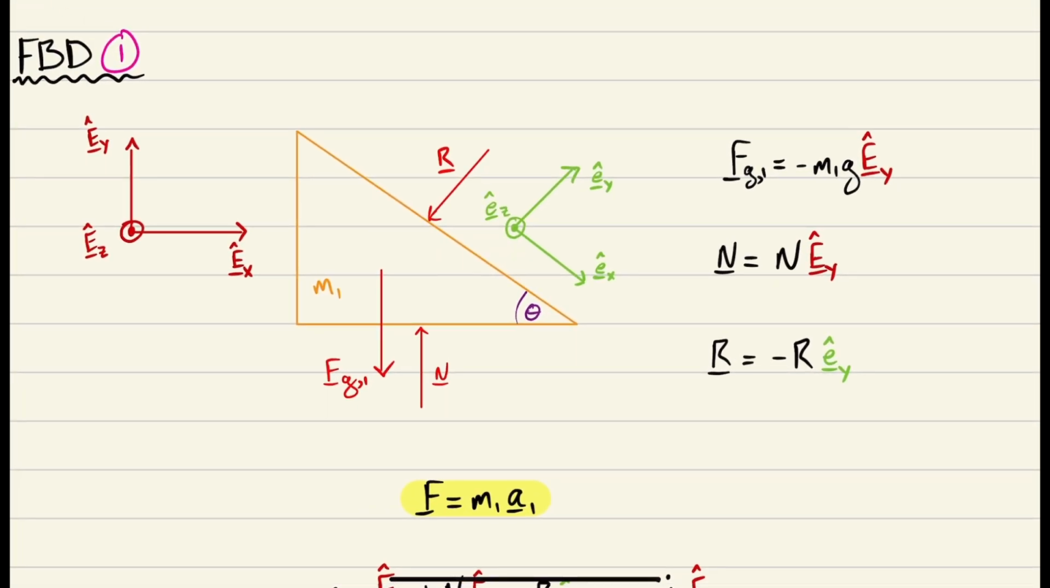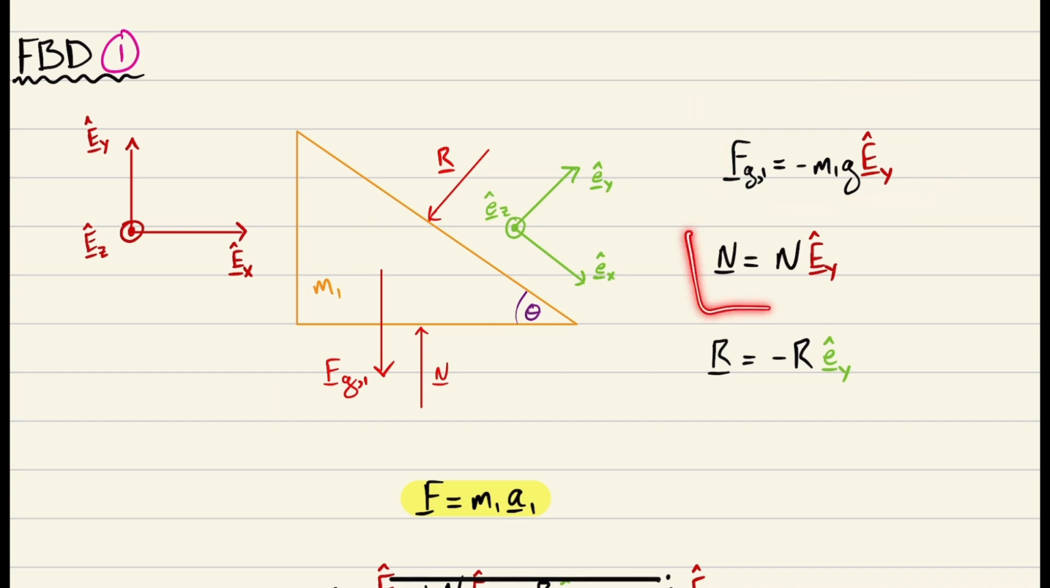Force of gravity acting on M1. Force of gravity is equal to mass times g, acceleration due to gravity. And which direction is this force acting in? This direction is in the negative EY direction. So this is mg in the negative EY direction. Okay, so our force of gravity is minus m1g EY.